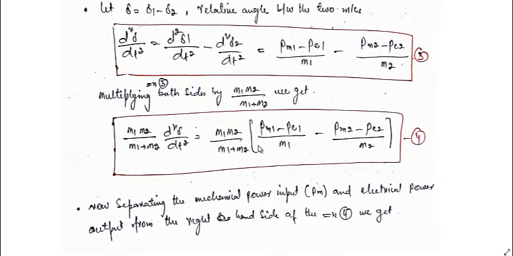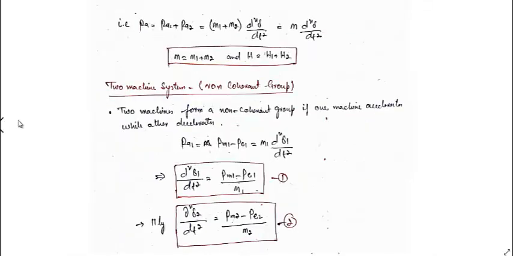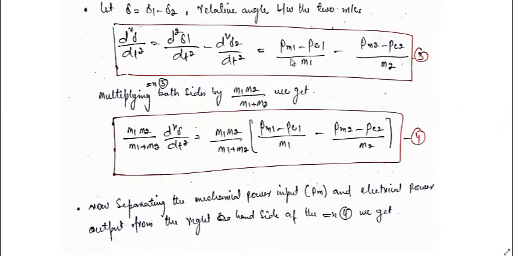So let delta, which is delta 1 minus delta 2, be the relative angle between the two machines. Usually we are always interested in the relative angle between the machines or between the two buses. Differentiating it two times with respect to time, del square delta by del t square is equal to del square delta 1 by del t square minus del square delta 2 by del t square. It will be equal to PM1 minus PE1 by M1, from equations 1 and 2, minus PM2 minus PE2 divided by M2.